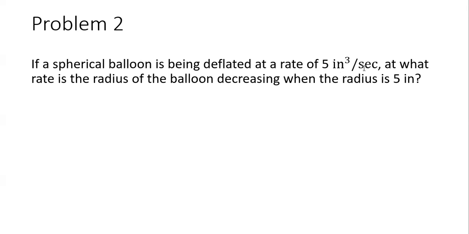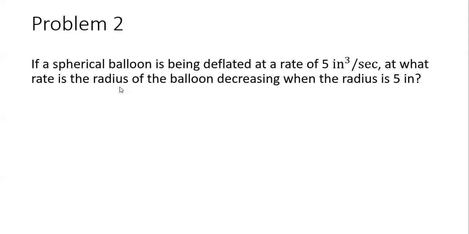If we just look at the units, inches cubed is the volume, inches cubed per second. This is the rate of change of the volume. So this is dV/dt, if we call V the volume, okay? Specifically, dV/dt is negative 5, not positive 5. Why is it negative 5? It's being deflated at a rate of 5 inches cubed per second. So the volume is decreasing at a rate of 5 inches cubed per second, or we notate it as minus 5 inches cubed per second, okay?